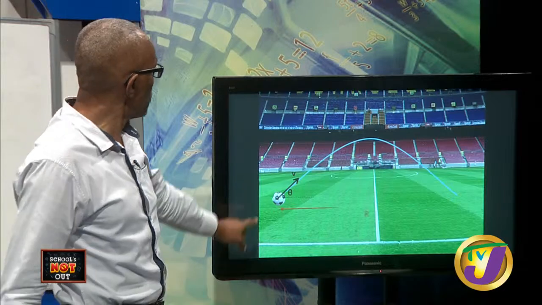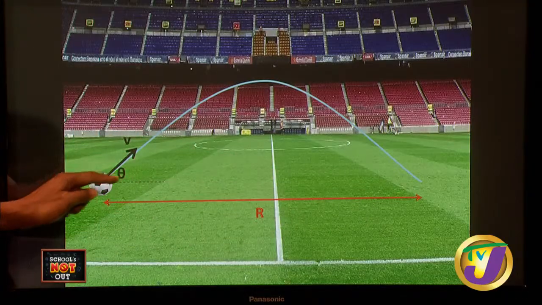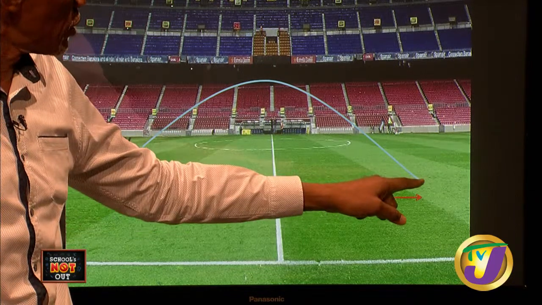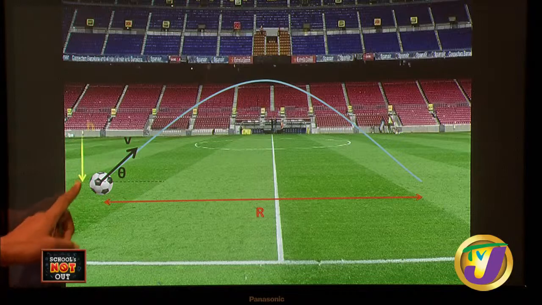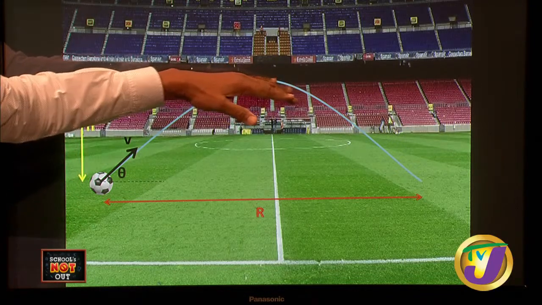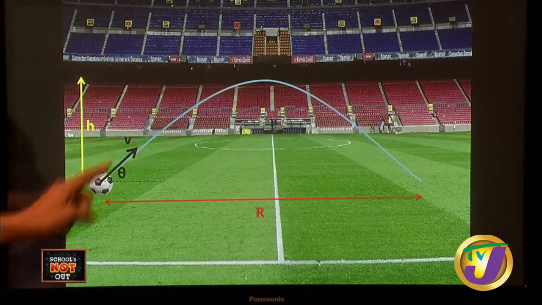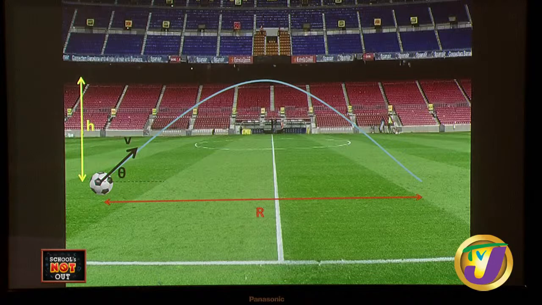And it moves some horizontal distance r. Remember the red dot that was going across? That's the horizontal distance it moves. And it also goes up to some vertical height h. This is the maximum height to which the ball goes. It goes up to this maximum height and then it comes down back. All right. Okay.